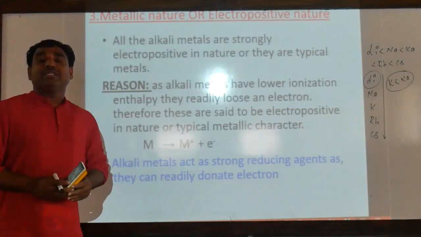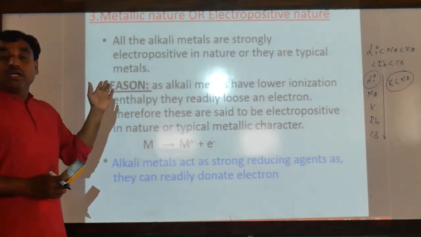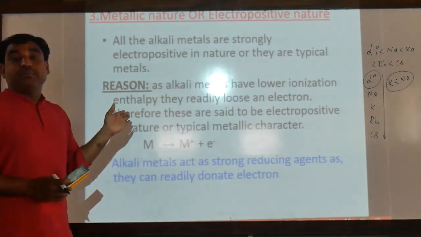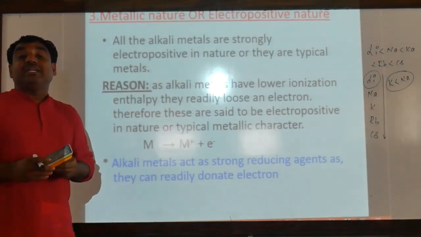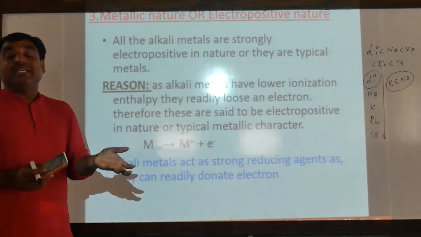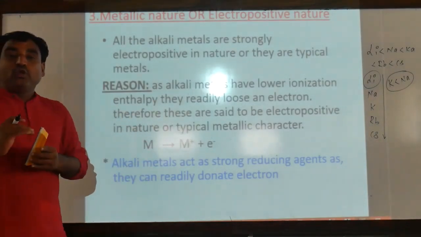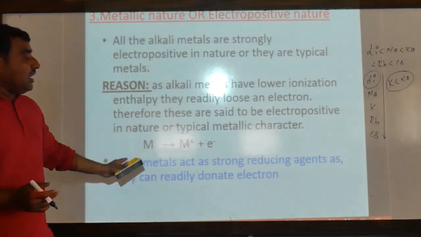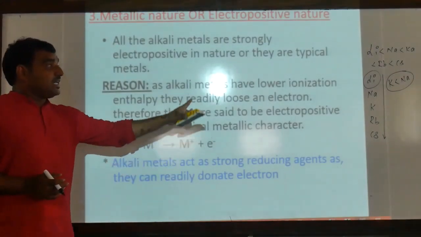Yesterday we were discussing ionization enthalpy. These alkali metals, the first group elements, have a low ionization enthalpy. Because of this low ionization enthalpy, they have a tendency to lose the electron easily compared to other elements in the periodic table. If they lose the electron easily, they form cations, and electropositive nature will be there for metals from lithium to cesium.